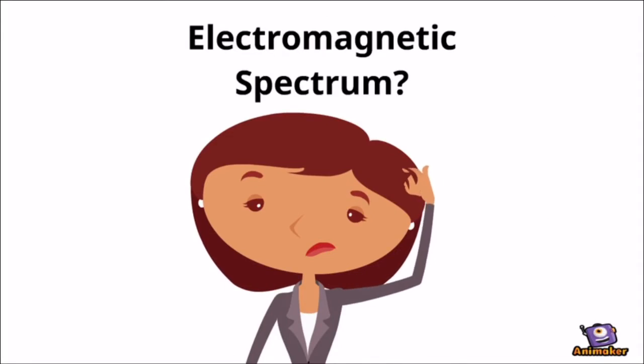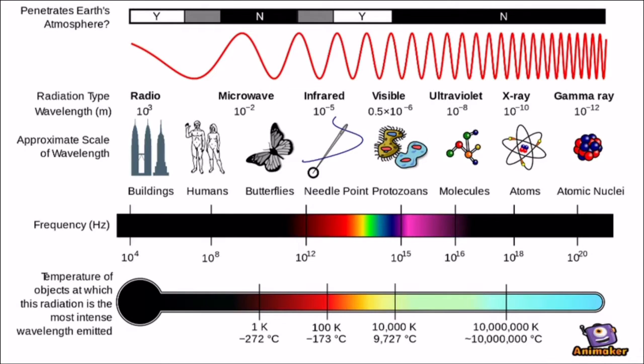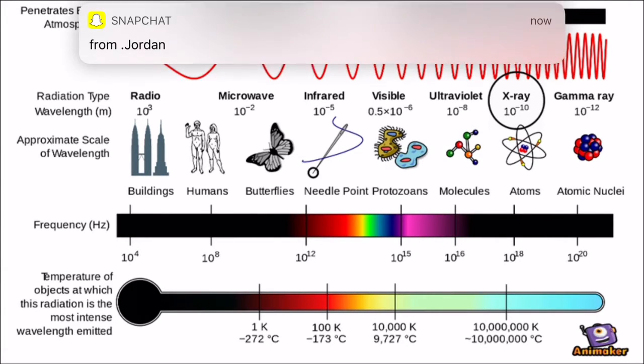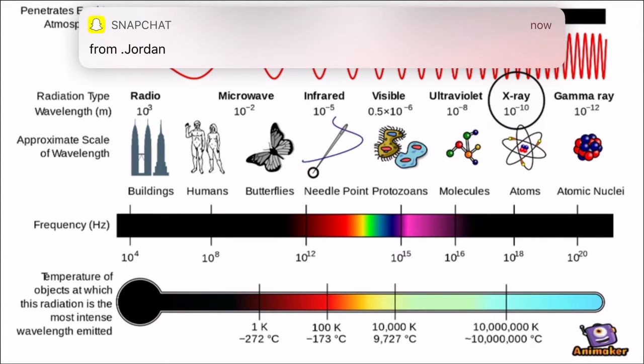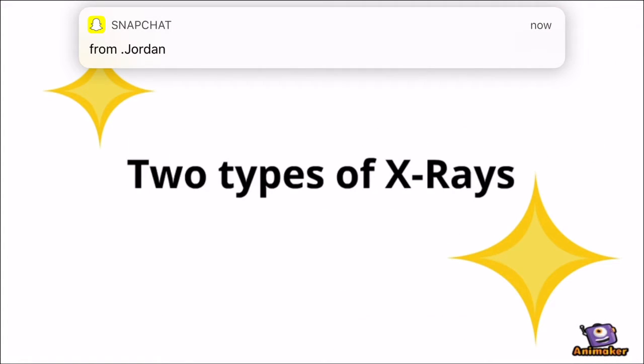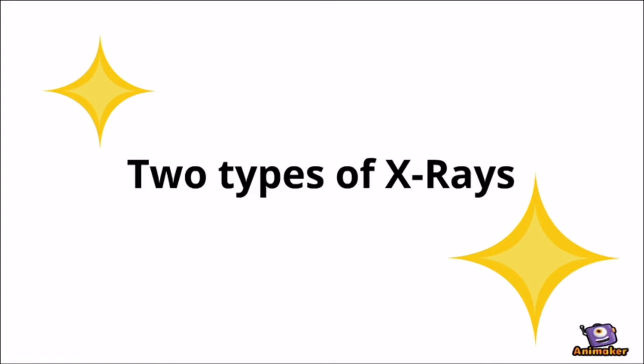Now, how are X-rays even related to the electromagnetic spectrum? The EM spectrum is divided into 7 sections, in order of decreasing wavelengths and increasing energy and frequencies. As circled, X-rays have a wavelength of 0.01 to 10 nanometers, which is the second shortest wavelength and second highest frequency. There are two types of X-rays, soft X-rays and hard X-rays.